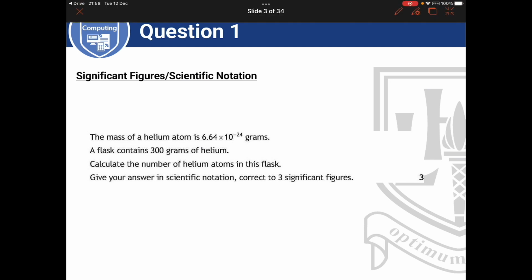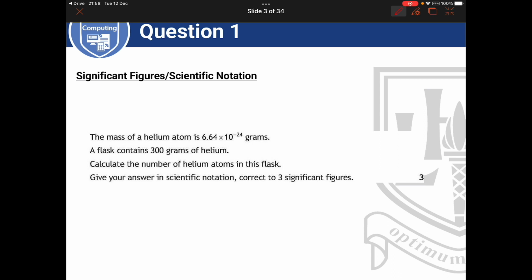Scientific notation and significant figures. The question says the mass of a helium atom is 6.64 times 10 to the minus 24 grams. A flask contains 300 grams of the helium. Calculate the number of helium atoms in this flask and give your answer in scientific notation correct to 3 significant figures. So this is a calculator question.